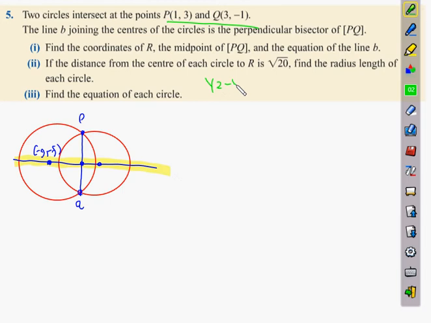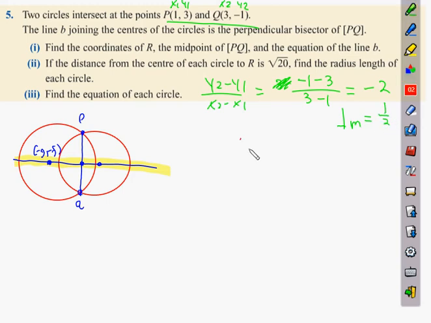To get the equation of this line, I'm going to use the slope formula for P and Q. So I get y2 minus y1 over x2 minus x1. What I'm going to get is x1, y1, x2, y2, and we're going to get minus 1 minus 3 all over 3 minus 1 gives me a slope of minus 2. The perpendicular slope will therefore be a half.